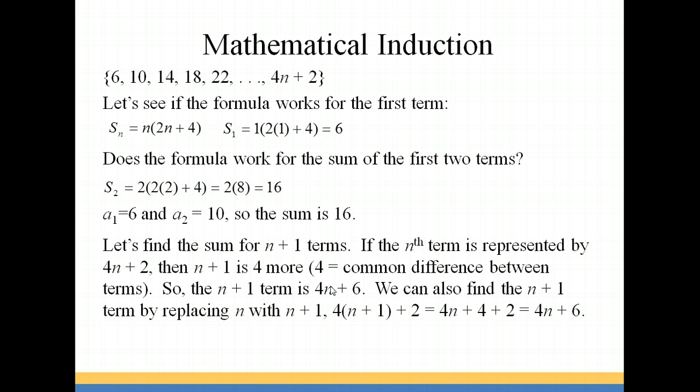Another way that you can find that next term is to replace the n in the formula here with n plus 1. So it would be 4 times n plus 1 plus 2. And then distribute your 4 and combine your like terms, and again you get 4n plus 6 as your representation for your n plus 1 term.